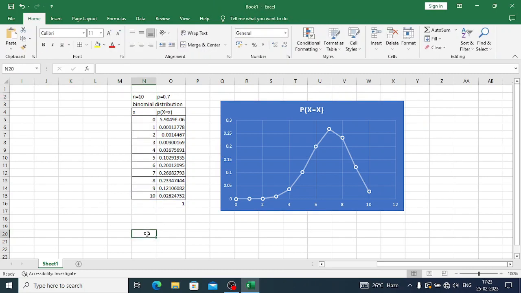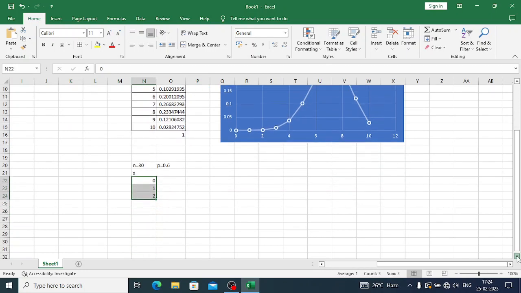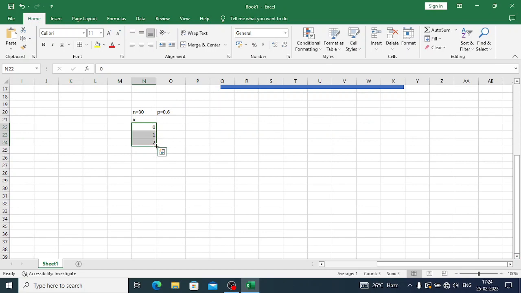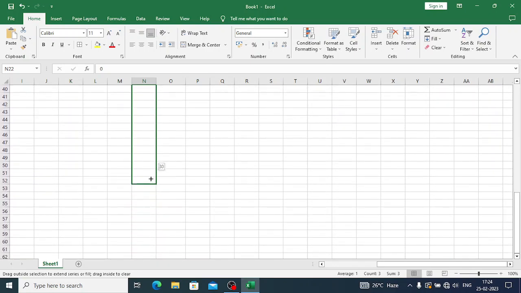Now we will see if I raise my n to 30. Just consider n equal to 30. My probability p I'll keep the same, 0.6. Then my x values should start from 0, 1, 2. You just select all of them and drag. Instead of typing, we can drag these values up to 30.